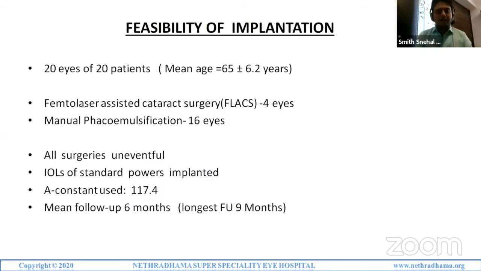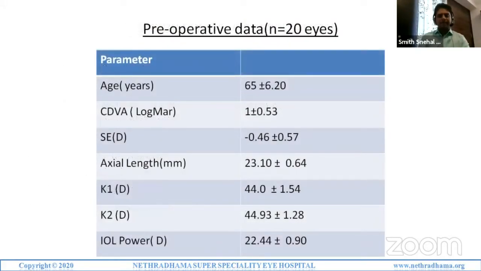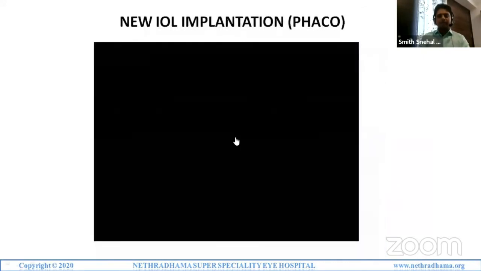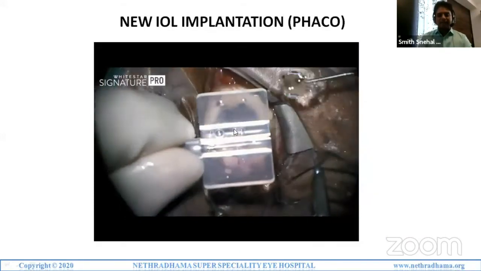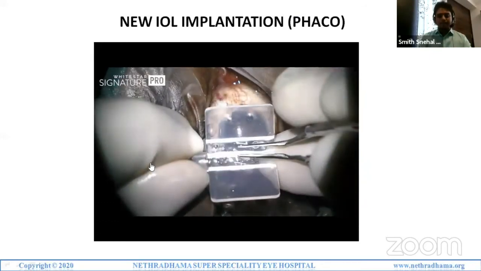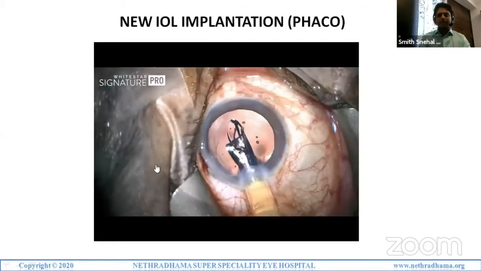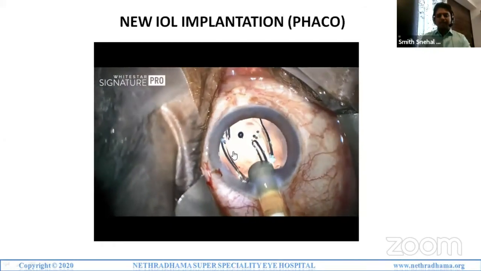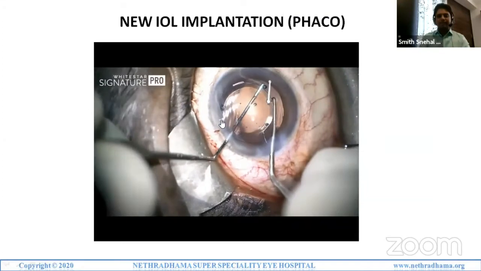After obtaining an IRB approval, we implanted this lens in 20 eyes. All the surgeries were uneventful and all patients were followed up for a minimum period of 6 months. The preoperative axial length and keratometry were within the normal range and IOLs of standard power were implanted. This is a surgical video demonstrating the implantation of the lens. The lens with swivel haptics can be injected using a regular cartridge through a standard 2.8 mm incision. After insertion, the lens unfolds and the swivel haptics can be rotated using 2 Sinskey hooks onto the capsulotomy, and this fixes the lens.